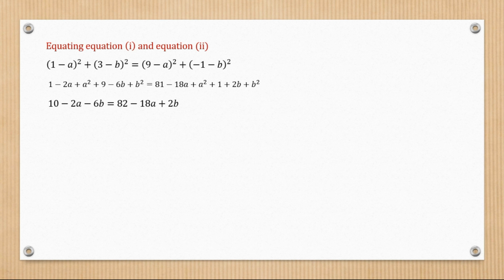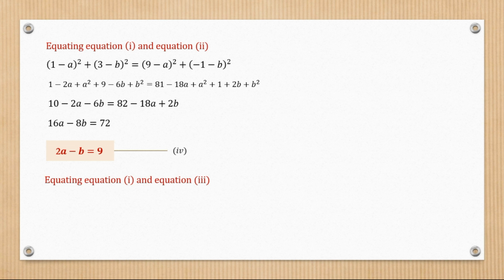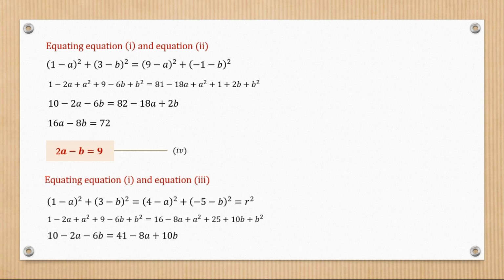Next we can see that a squared and b squared cancel, and this is what we remain with. Then collect like terms, I'll be left with this. Now the next thing is I can divide all sides by 8, and I'll be left with 2a minus b being equal to 9, and that shall be equation 4. So now equating equation 1 and equation 3, I'll have it this way. Simplify this further, and I'll have 6a minus 16b being equal to 31, and that shall be equation 5.